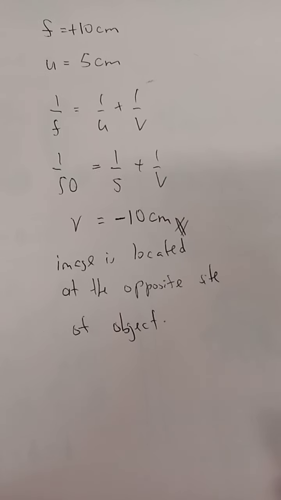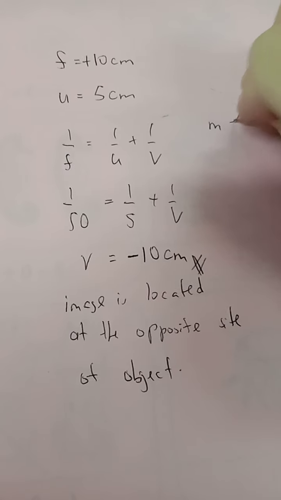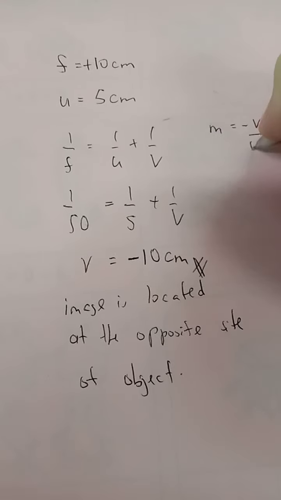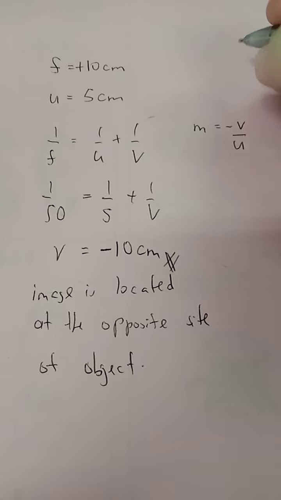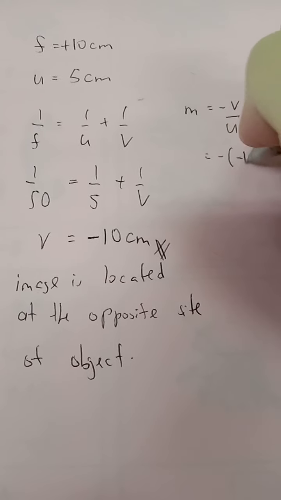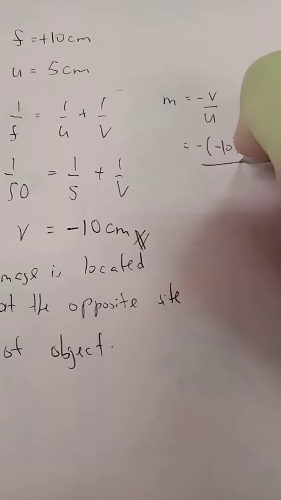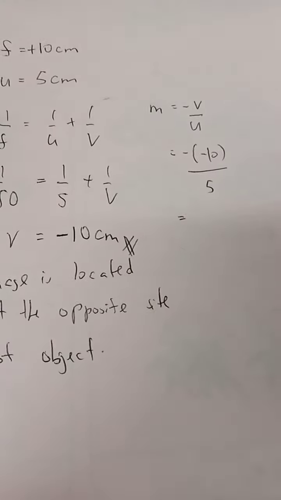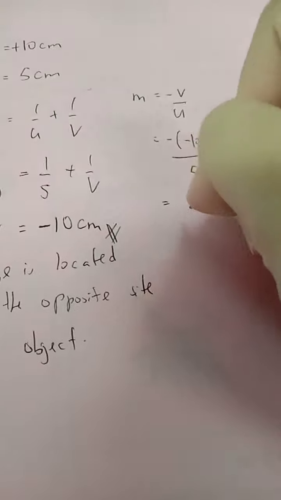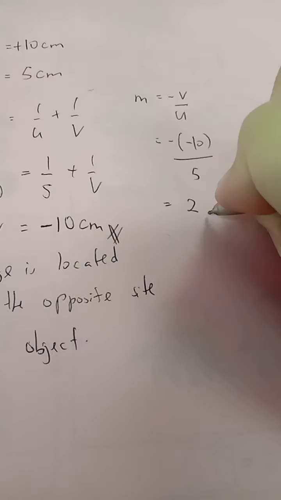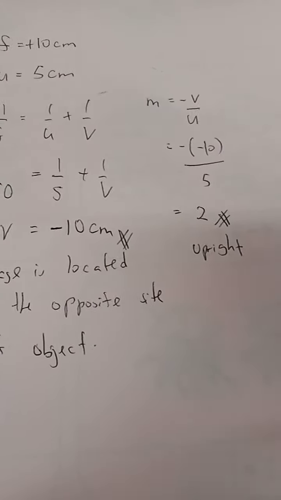Then they ask you to find the magnification. So magnification is equal to negative v over u. My v is negative 10, so it's negative of negative 10 over u. u is 5, so 10 divided by 5 is 2. You get a positive answer. A positive answer shows that the image is upright.